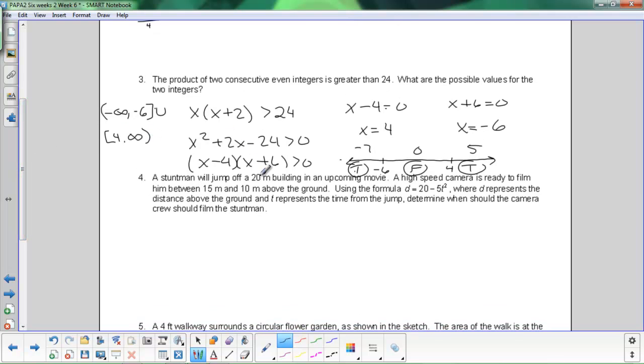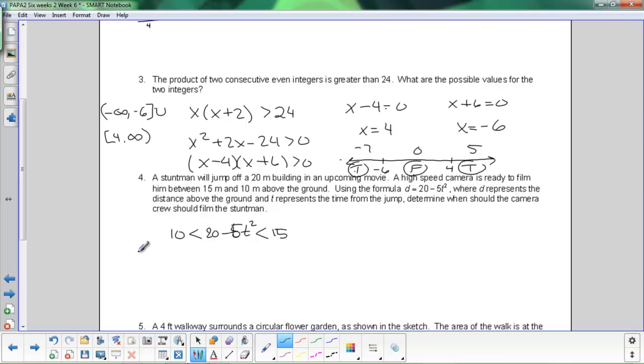A stuntman will jump off a 20-meter building in an upcoming movie. All right, he's using this equation, and we need the camera to catch his stunt between 10 and 15 meters above the ground. So that means using d, distance, equaling time, we need to determine when we're going to turn on and off the camera. So we want his distance to be between 10 and 15 meters off of the ground. The time will be determined by placing that equation in between.